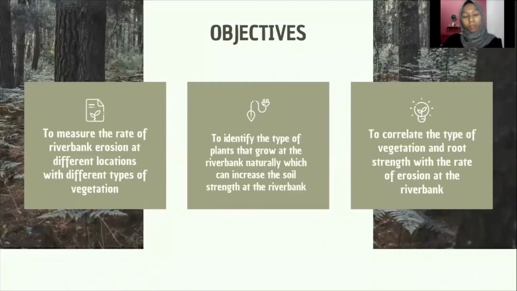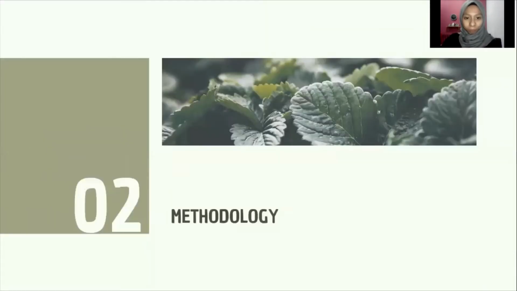So the objective of this project is to measure the rate of riverbank erosion at different locations with different types of vegetation. Next is to identify the types of plants that grow at the riverbank naturally, which can increase the soil strength at the riverbank. Lastly is to correlate the type of vegetation and root strength with the rate of erosion at the riverbank.